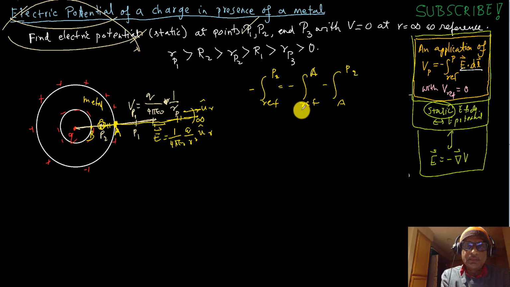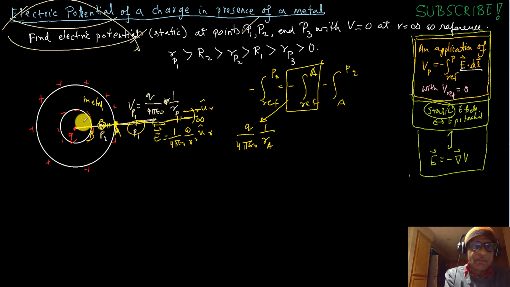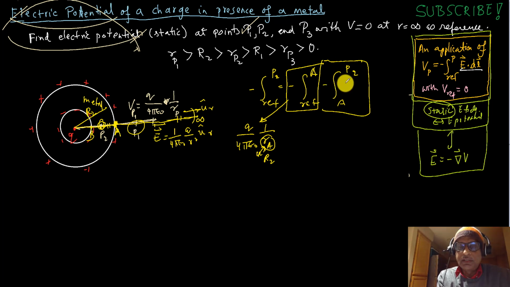And this one is just like what we did for this point. This integral we know is going to be q over 4 pi epsilon naught 1 over ra, and ra was given as r2. So that's the same thing as the outer surface, the same thing as r2. Now we need to do this integral, and what's inside here is the same E dot dl.